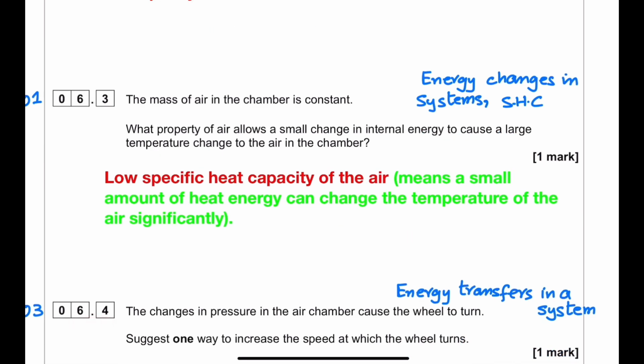6.4 is an AO3 question, and this question is from the topic of energy transfers in a system. The changes in pressure of the air chamber cause the wheel to turn. Suggest one way to increase the speed at which the wheel turns.